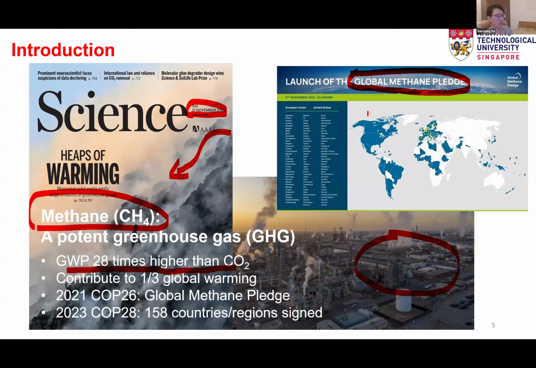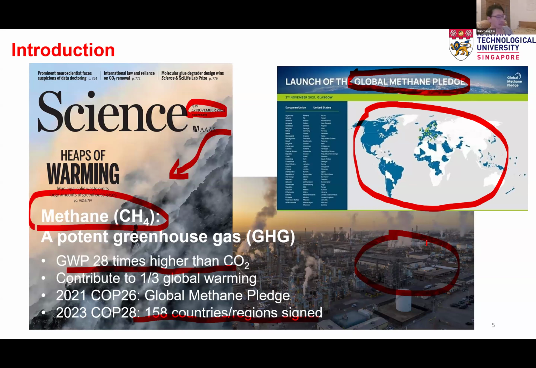As you can see now, more than 150 countries have signed this Global Methane Pledge, as also seen here during COP28, which was last year. More than 150 countries have signed this pledge. And by the way, China and India are in a similar initiative, not the same one, but called Global Methane Action Plan or something. So most of the countries are aware of this problem and start to look into this.